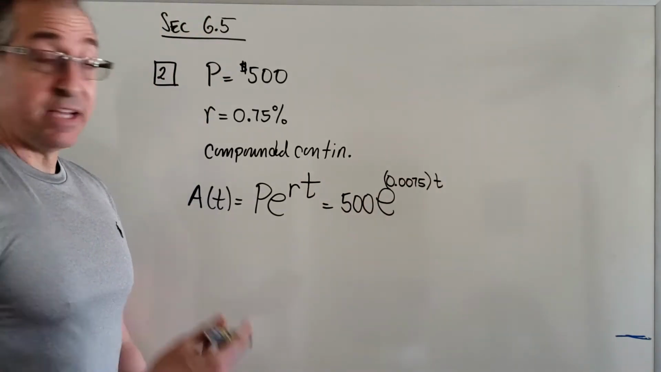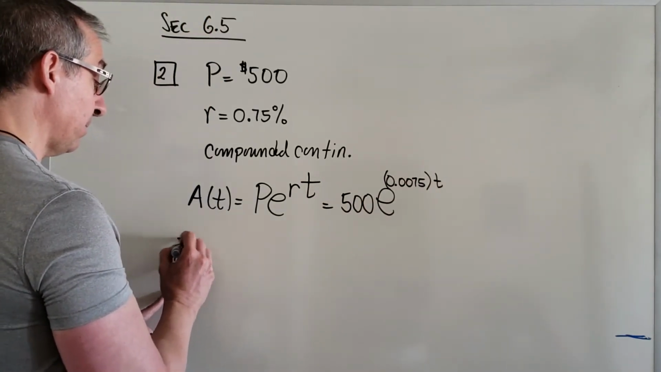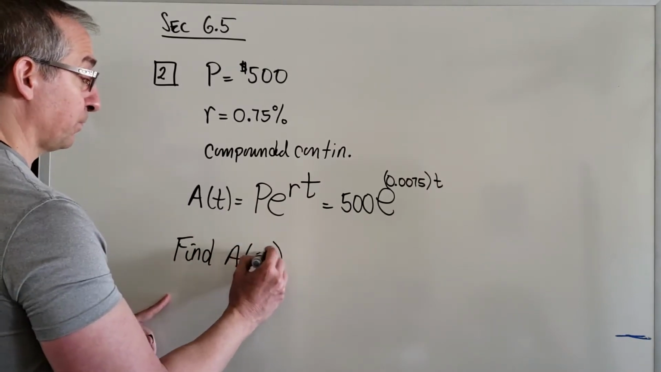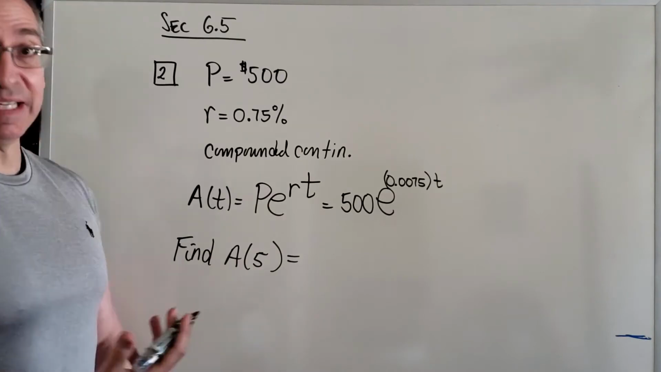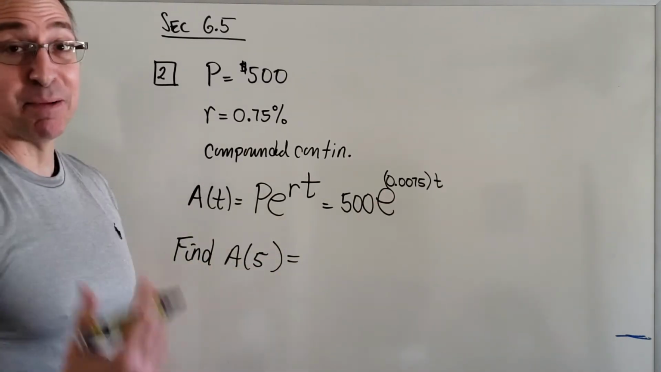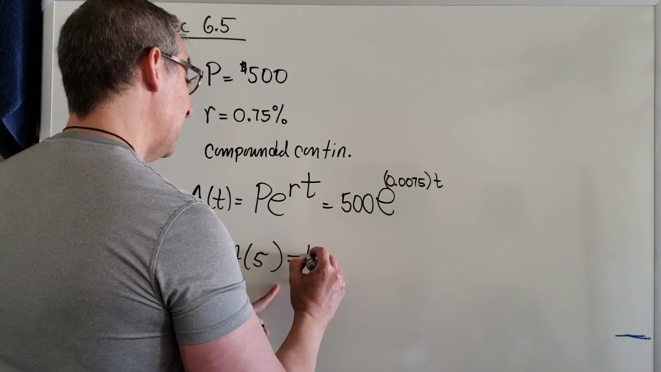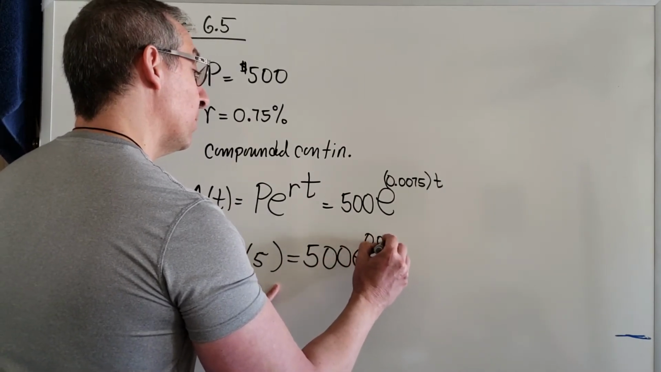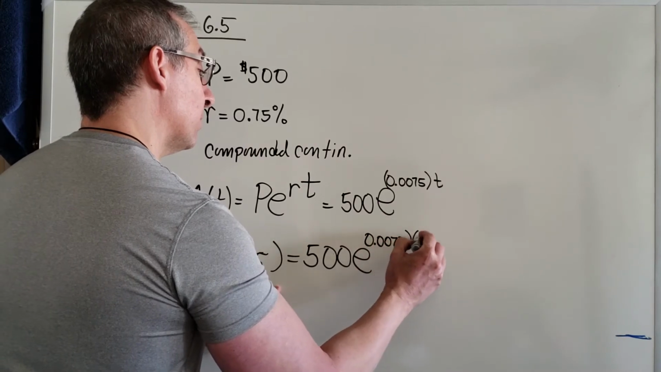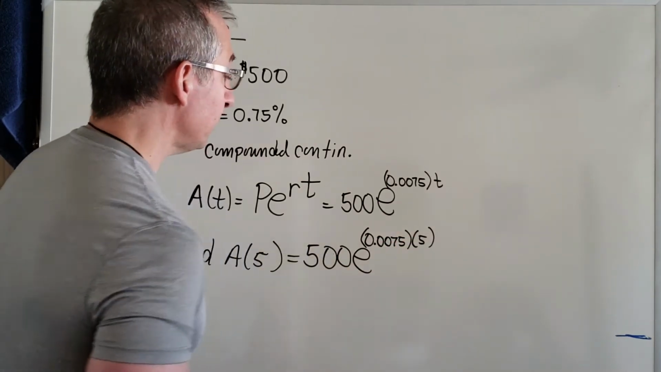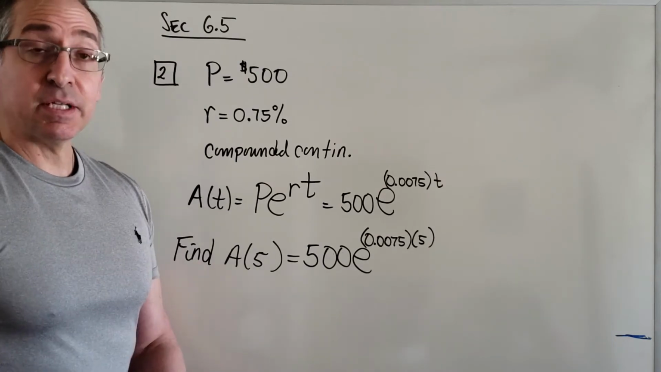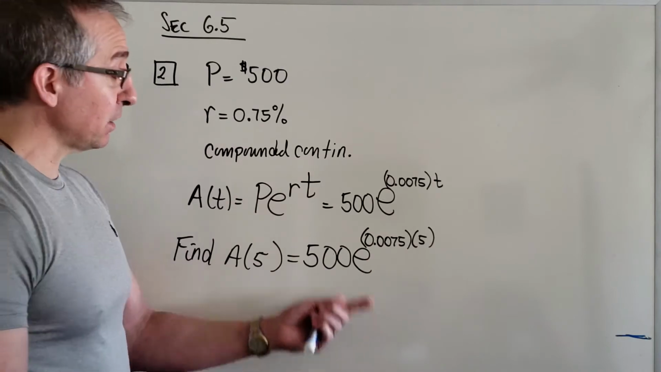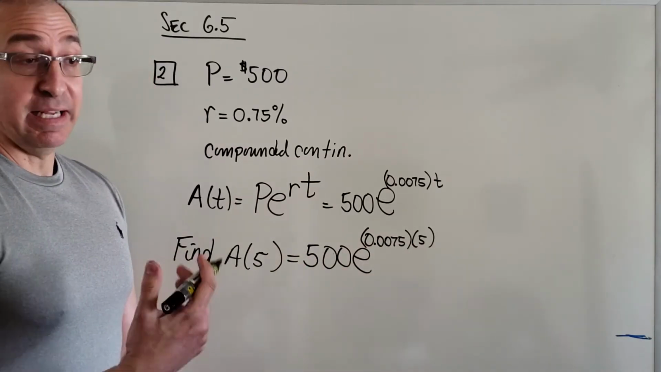Now, to answer their question, find this. In other words, how much is in the account after 5 years? Well, it's a calculator problem, gang. It's a calculator problem. Put everything into the calculator at one time. You don't have to do it piece by piece. If you've got a good scientific calculator, you can enter that whole thing in one time.